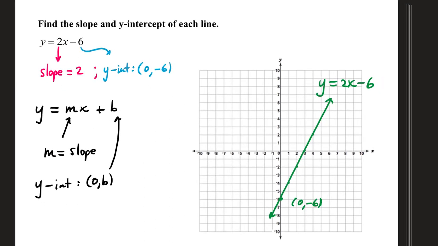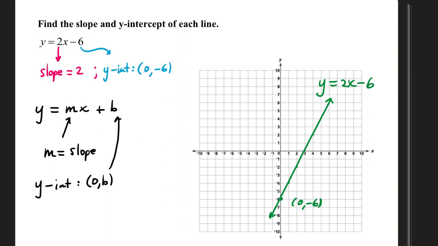Find the slope and y-intercept of each line. In our first example, we have the equation y equals 2x minus 6. If your equation can be written in the form y equals mx plus b, your x term contains the slope. It'll be the coefficient of x. The constant will be the y-intercept. So back up to our example, we have y equals 2x minus 6.